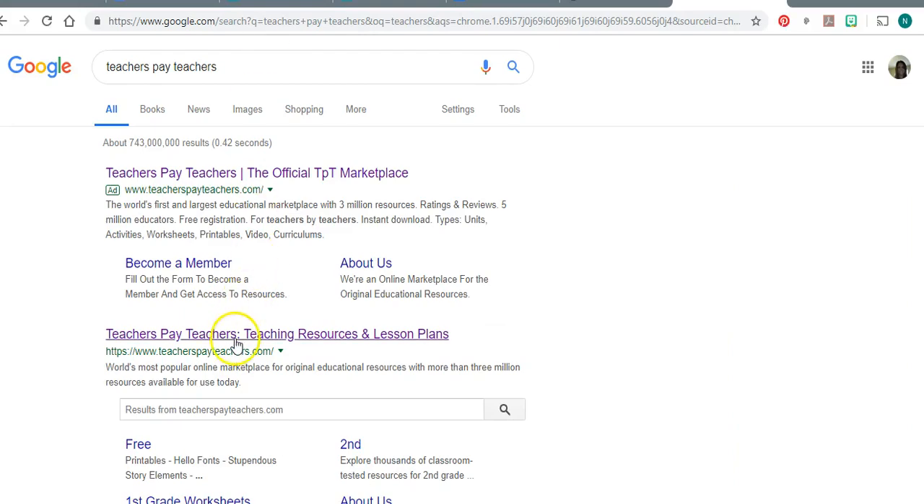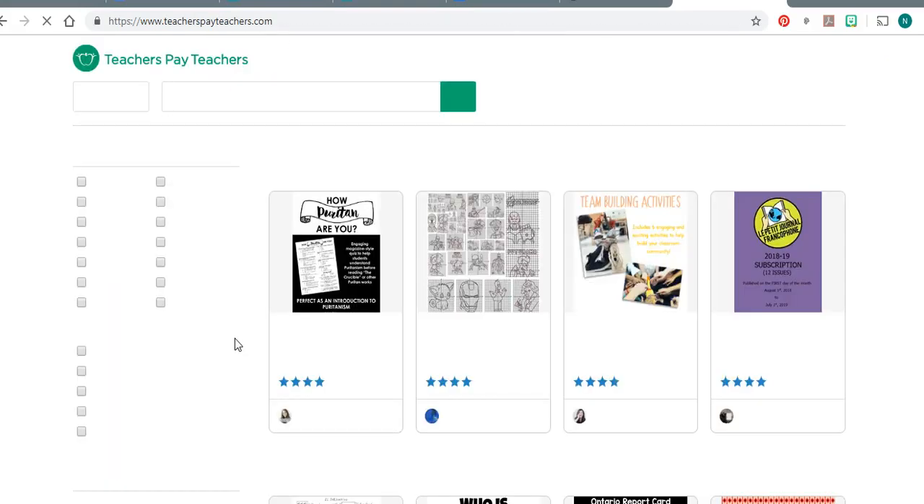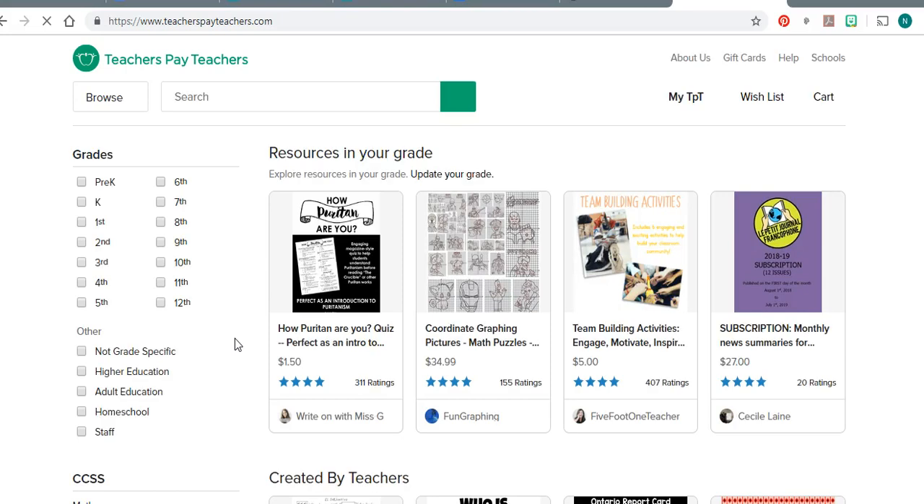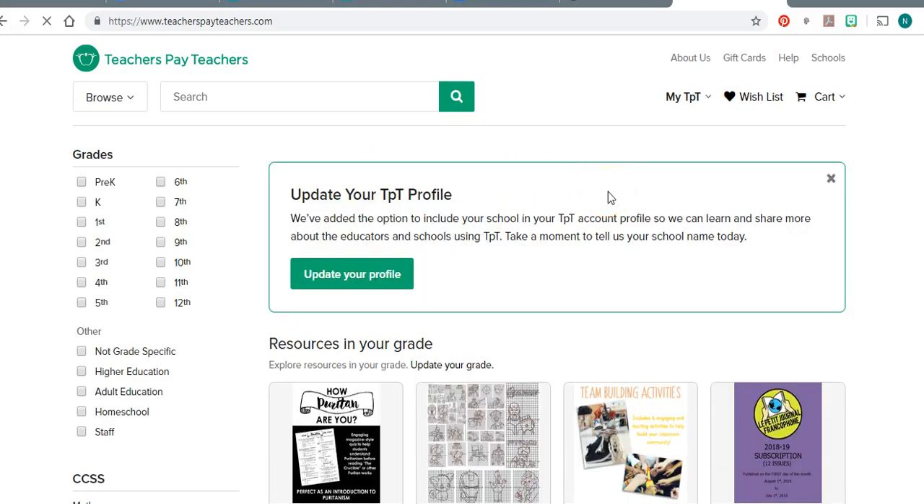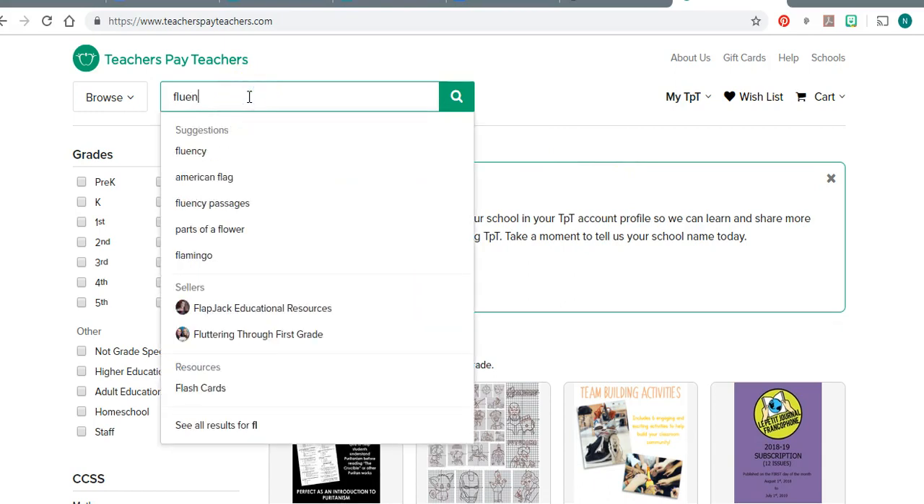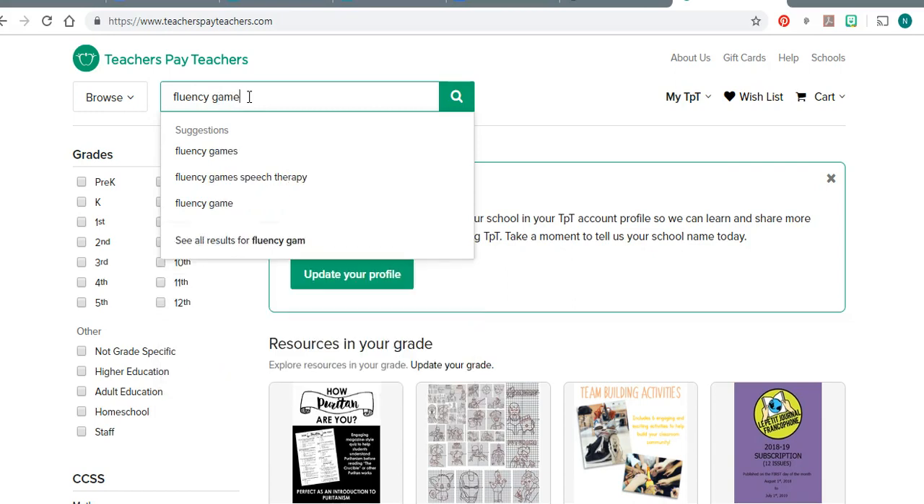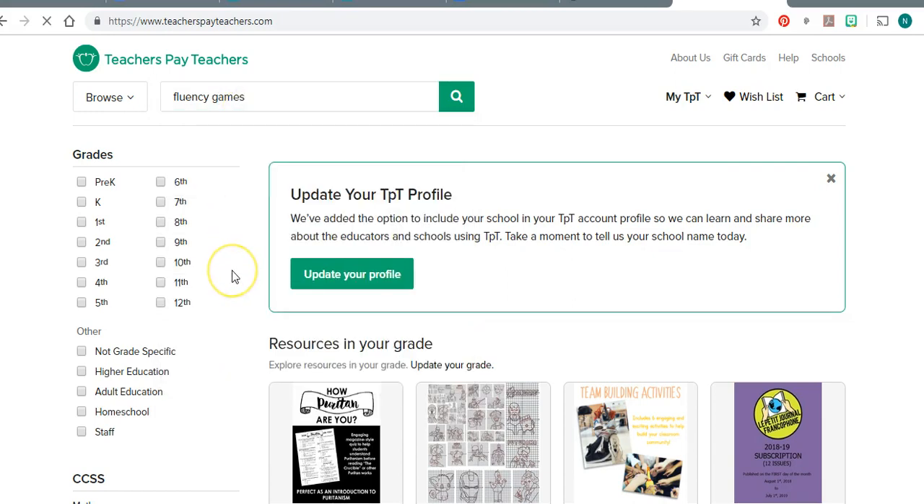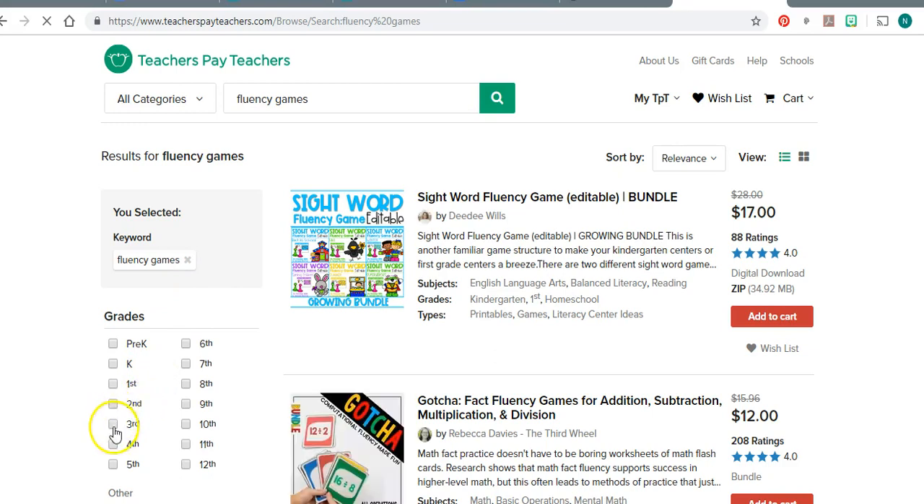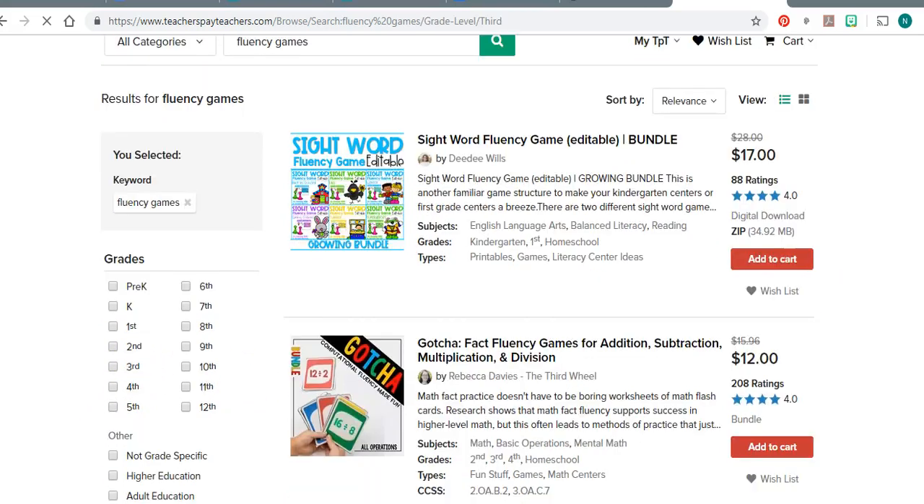And sometimes it's worth it to spend money. Honestly, if I'm looking for something specific for my classroom and somebody else has already done it and it saves me a ton of time, I'm going to do it. So let's type in fluency games. Let's do that. And I'm going to type in about 3rd grade. And you don't have to pick a grade, but it might narrow things down for you.